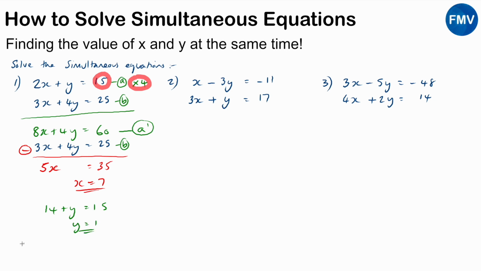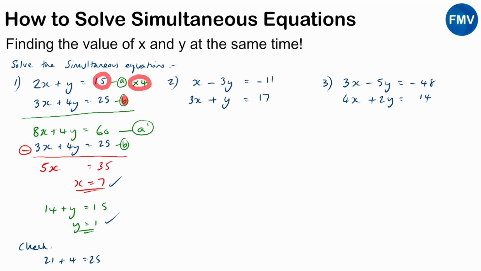Step 3 is to check. I'm going to put it into equation B because I used equation A earlier. 3 times 7 is 21. And 4 times 1 is 4. That equals 25. Did equation B equal 25? Yes, it did. So there we go. They are correct.